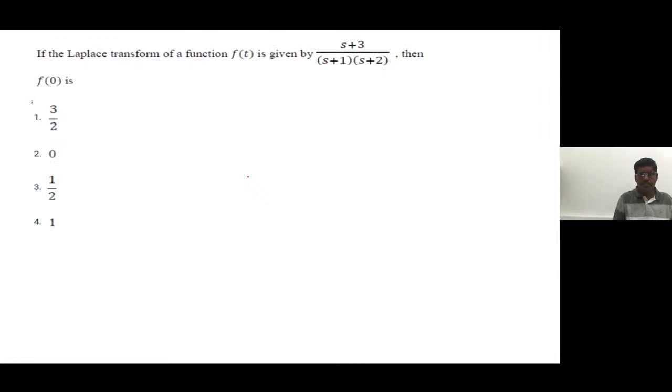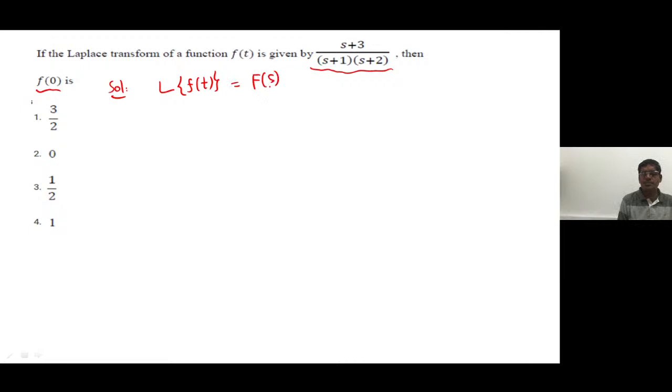This is related to Laplace transform. The question is, if the Laplace transform of a function f of t is given by (s plus 3) divided by (s plus 1) into (s plus 2), then the question is f of 0. This is the Laplace transform of f of t given. Usually the Laplace transform of a function f of t is denoted by the notation L of f of t, in curly brackets or open brackets or square brackets, and is denoted by capital F of s.